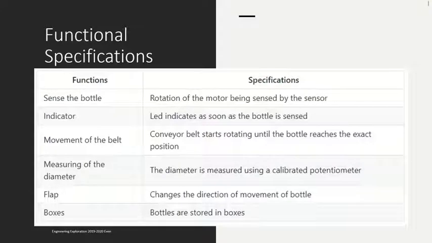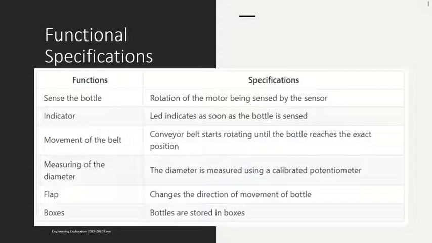First one is sense the bottle. The specification is the rotation of the motor being sensed by the sensor. Second one is indicator. LED indicates as soon as the bottle is sensed. Third one is movement of the belt. Conveyor belt starts rotating until the bottle reaches the exact position.